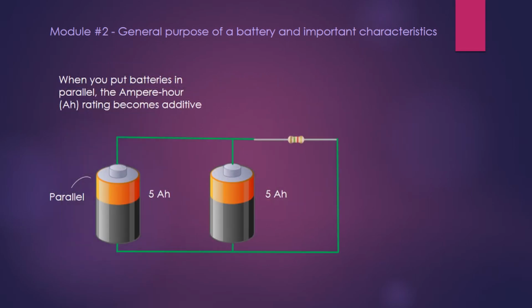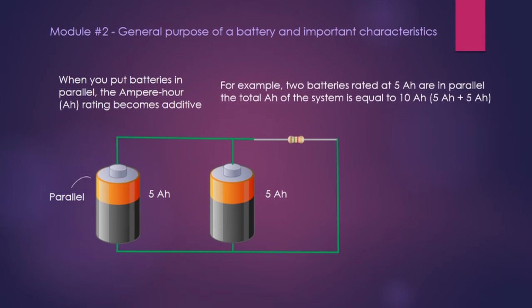In parallel, the amp hour rating becomes additive. An example of this is when 2 batteries rated at 5 amp hours are placed in parallel with each other. The total amp hours of the circuit becomes 10. The voltage rating, however, stays the same in this configuration as though there is only one battery in the circuit.